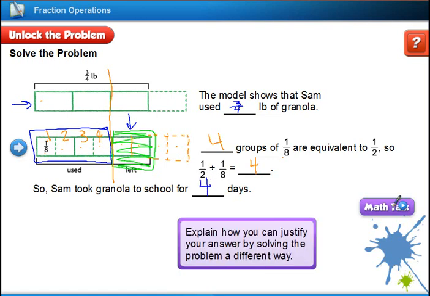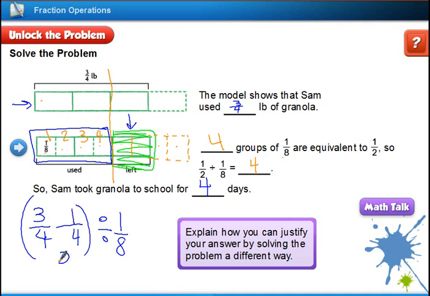Our math talk says, explain how you can justify your answer by solving the problem a different way. We're going to go ahead and solve the problem algebraically. Looking at your problem, he has 3/4 pound of granola. We know that he is going to have 1/4 pound left over. So I'm going to subtract 1/4 of a pound out because we know he's going to have it. And then we know he takes 1/8 of it every day to school. Well, in this case, when you are adding or subtracting fractions, you have to have a common denominator. Our denominator is common, so 3 minus 1 is 2, and our parts are 4. So we have 2/4 divided by 1/8.